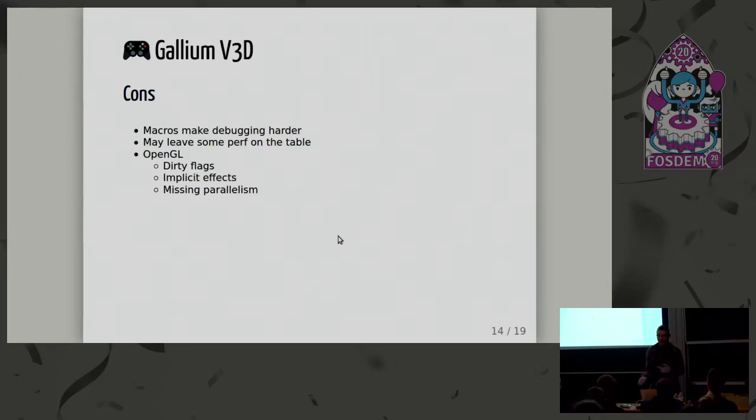OpenGL has this dirty flag, implicit effect handling, and missing parallelism at times, for V3D at least. That's just, I think, OpenGL implementations. So it's not really that bad, but it could be improved. And Vulkan is, if nothing else, there to improve on OpenGL.